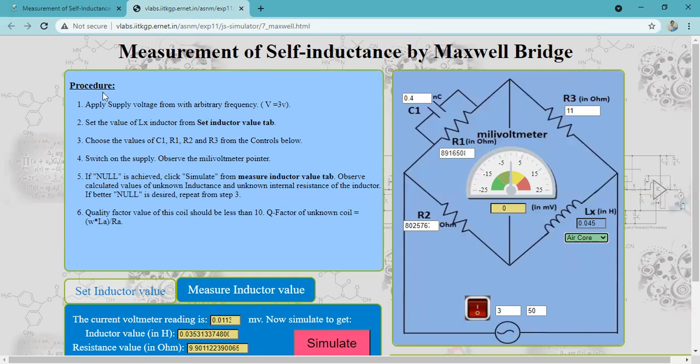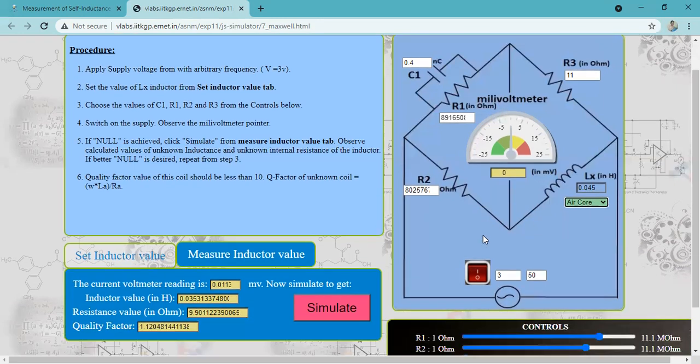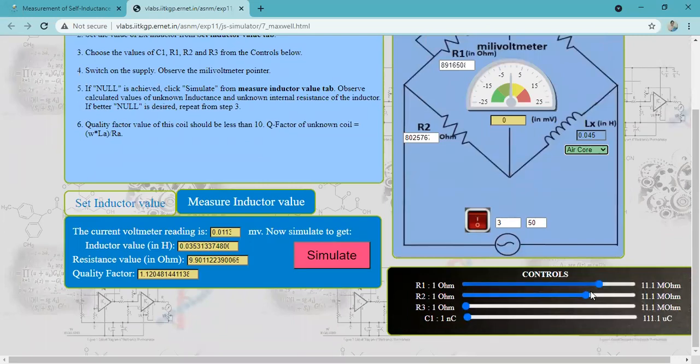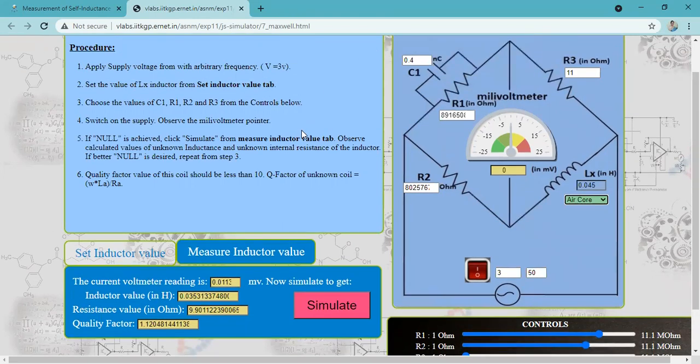Now on the left hand side you can see the procedure where there are 6 points. So you have to read each point carefully and set all the parameters accordingly. Below, on the lower side, you can see there are certain controls. These are controls for selecting different values of R1, R2, R3 and C1. This control starts from 1 ohm, the minimum value, and goes up to 11.1 mega ohms. So you cannot go beyond 11.1 and you cannot go below 1 ohm. So according to the formula for L, we have to choose different parameters.